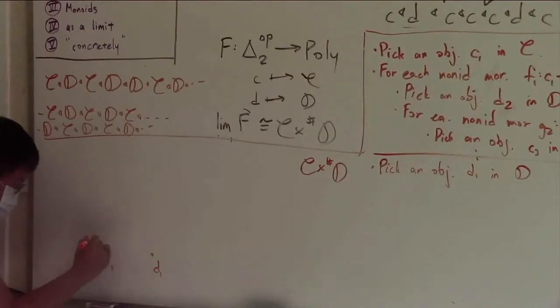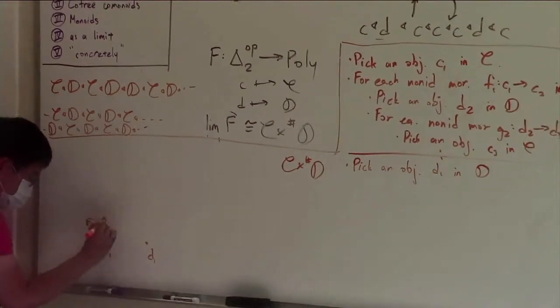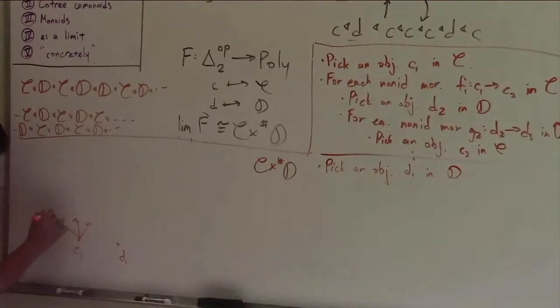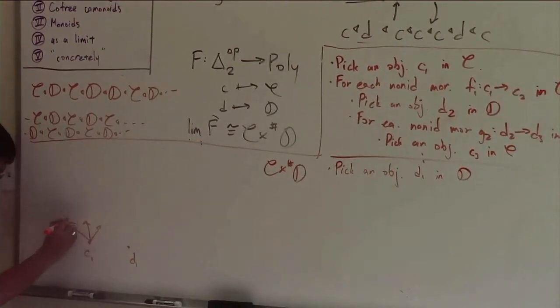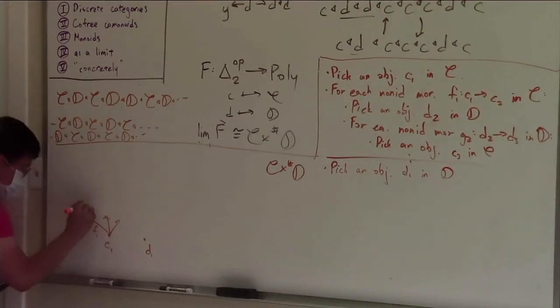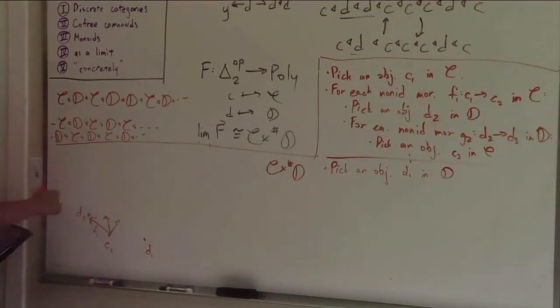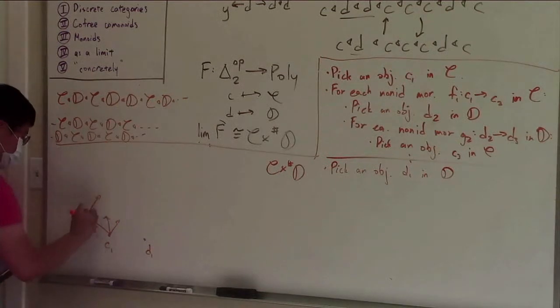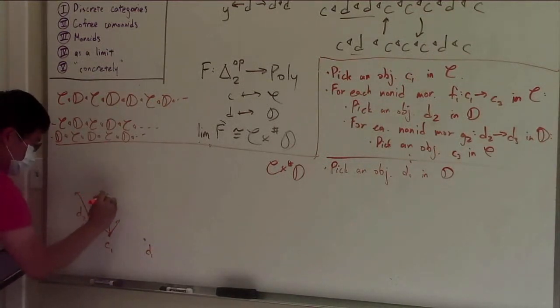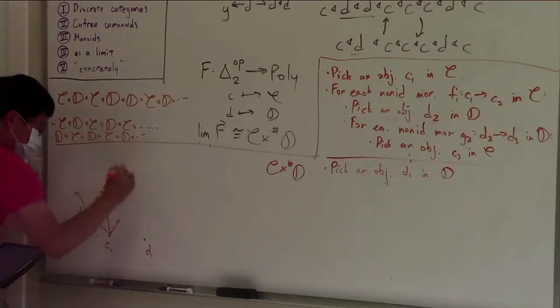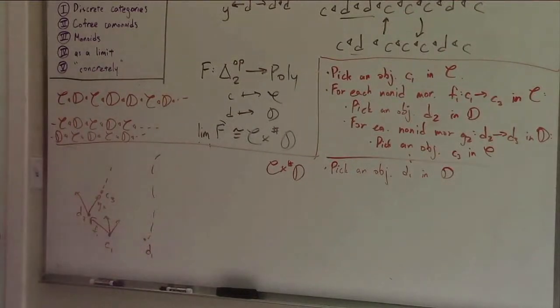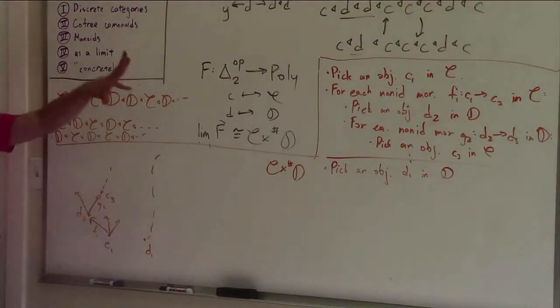And then for each non-identity morphism coming out of here, we're going to specify maybe an object. Let's just call this one F1, an object in D. For each non-identity morphism coming out of here, we're going to specify an object in C, and so on, and then the same thing over here. And what we end up with are these two trees coming out.